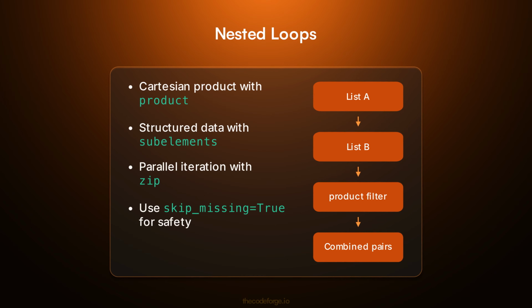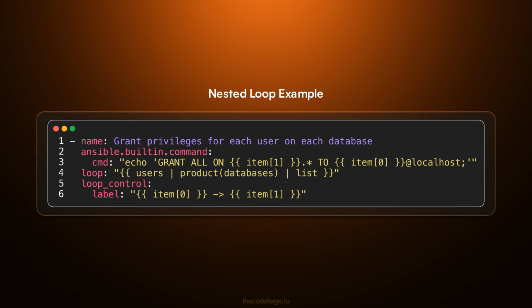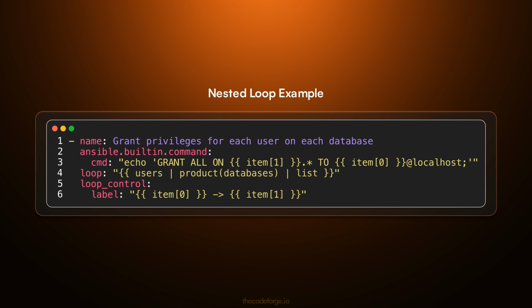For nested loops, use product for all combinations, subelements for structured data, and zip for parallel iteration. Always use skip_missing=true with subelements to avoid errors. This example uses product to create all combinations of users and databases, then grants privileges. The label makes the output clear.